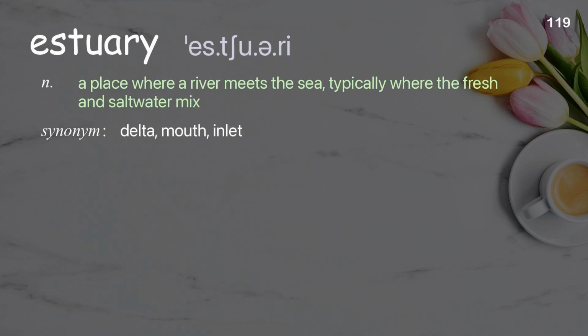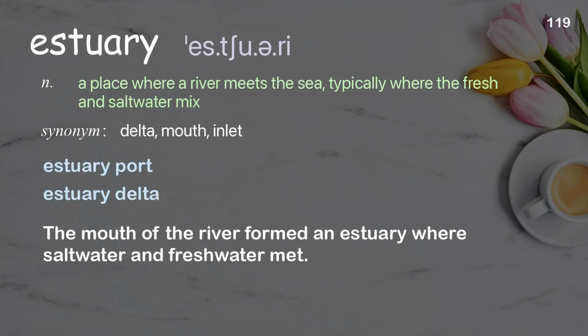Estuary. A place where a river meets the sea, typically where the fresh and salt water mix. Examples: Estuary port. Estuary delta. The mouth of the river formed an estuary where saltwater and freshwater met.